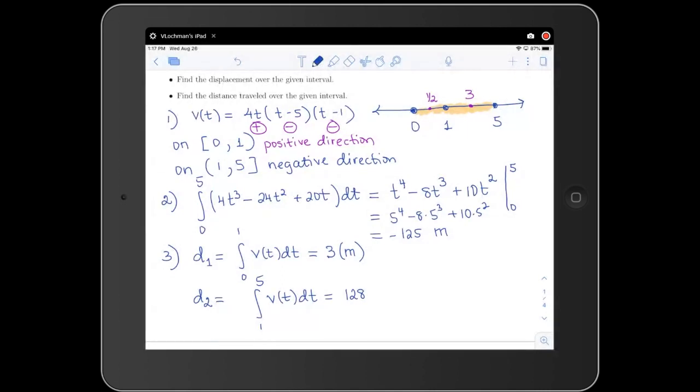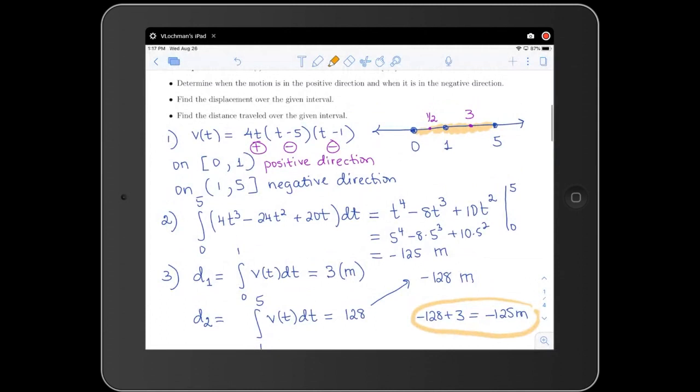128. But we know that on this interval we were going in the negative direction. So really, this is negative 128 meters, because we're going in the negative direction. Once we add them up, negative 128 plus 3, that is negative 125, which is your total displacement. For these problems, we just need to be careful and see what they ask. Do they ask for displacement, or are they asking for total distance traveled?